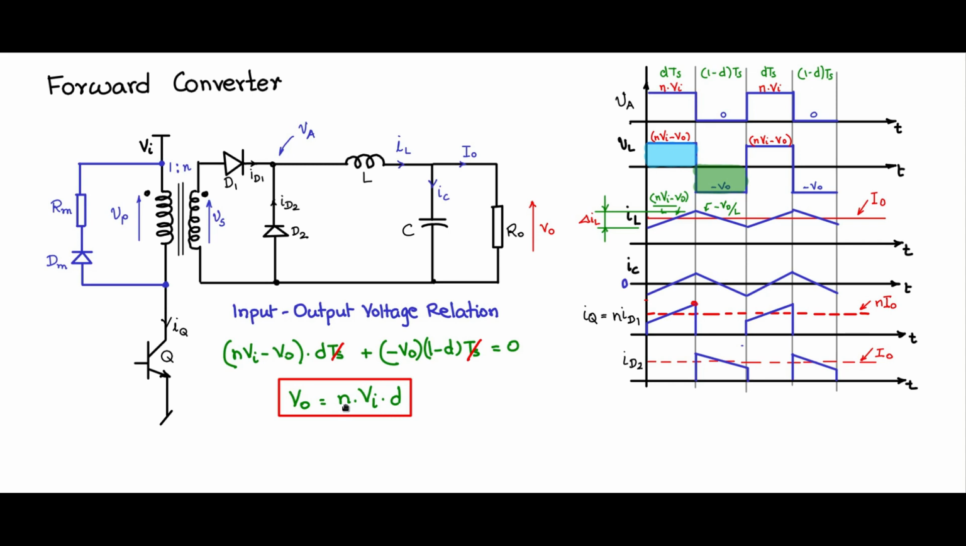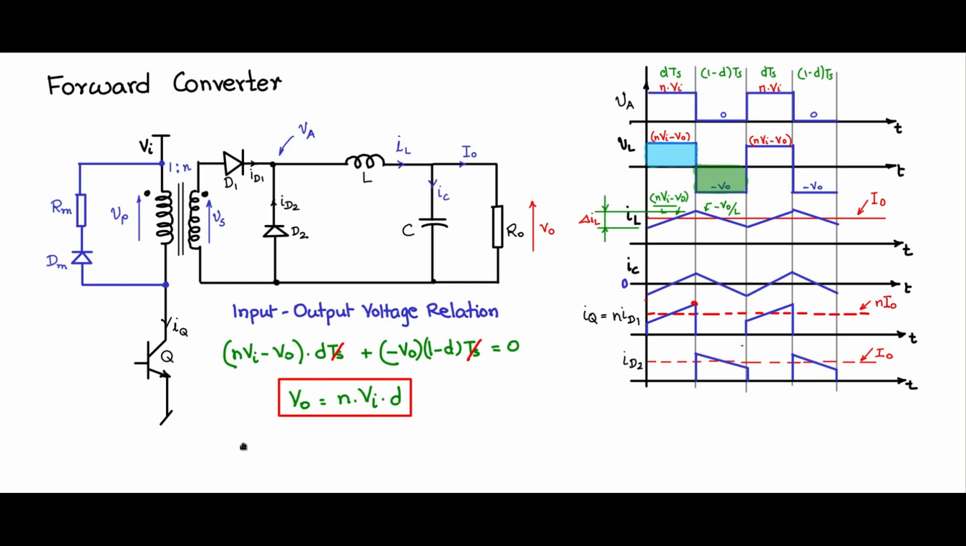However, N is a fixed value which cannot be changed dynamically. D is a variable which can be changed dynamically. So N can be taken care of once at design time, and D can be used as a control input to take care of changes in a dynamic fashion. So D becomes a control input. This is the input-output relationship for the voltage.